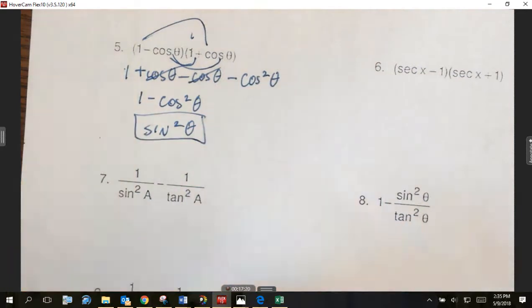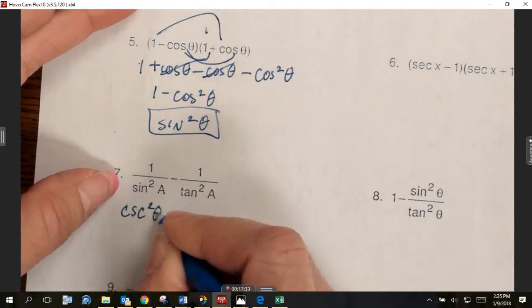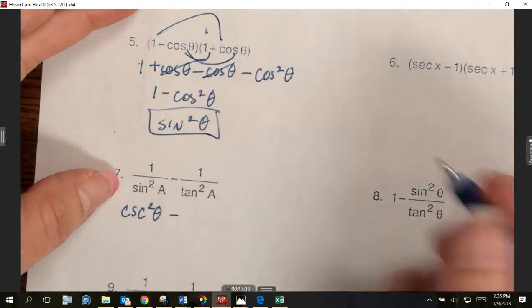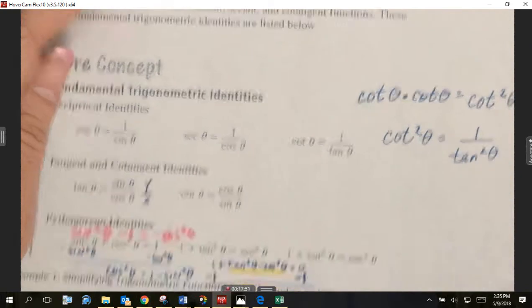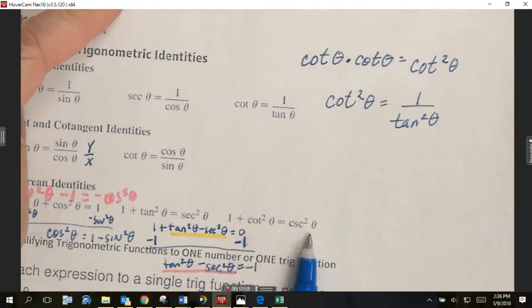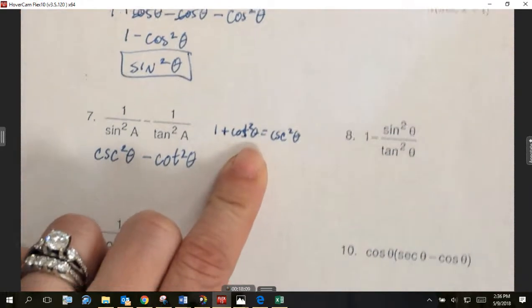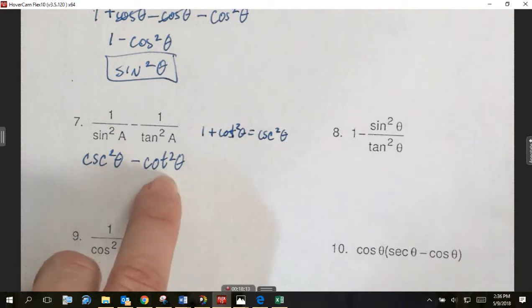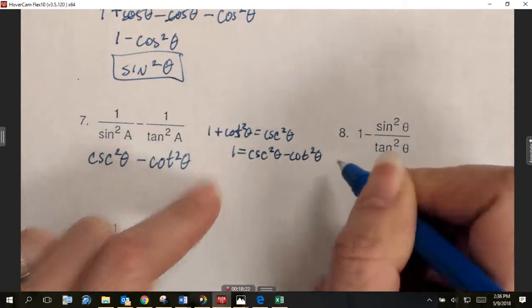Okay, look at number 7. I'm going to skip 6 because it's similar. Number 7, when you have fractions like that, you may not want them to be fractions. So we might want to write 1 over sine squared theta as cosecant squared theta. And I might not want 1 over tangent squared. I might want to write it as cotangent squared theta. And then you look at your Pythagorean identities, and there is an identity that has cotangent and cosecant together. It's 1 plus cotangent squared equals cosecant squared. So I can rearrange this one so it says cosecant squared theta take away cotangent squared theta, by subtracting the cotangent. So this answer is 1.